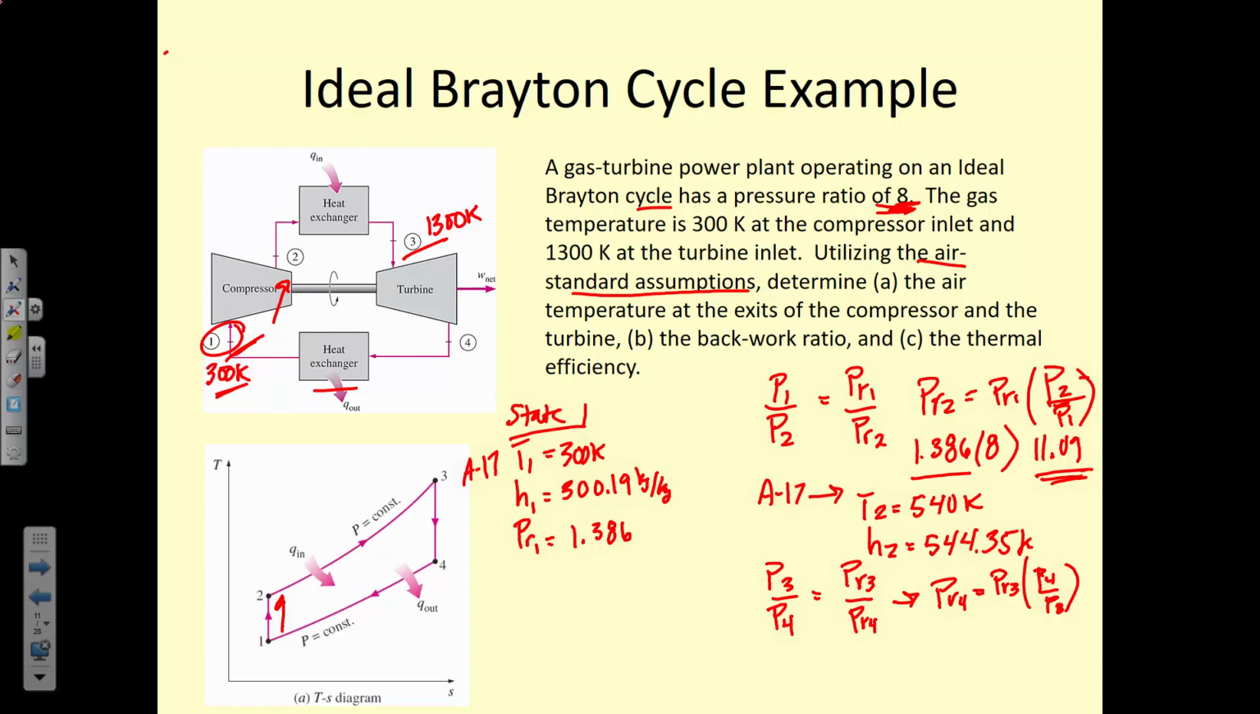So you found T2 and H2 based off of what? So in table A17, we looked up PR2 and determined which line that corresponded to. Which was the 11.09? Yeah, so we looked in the table, we found where that value was equal to or in between two lines, and you'll have to interpolate on that one. But 11.09 is in our table, so we use that to find the temperature. We do the same thing for PR4, but in this case, P4 over P3, is it 8 or 1 over 8?